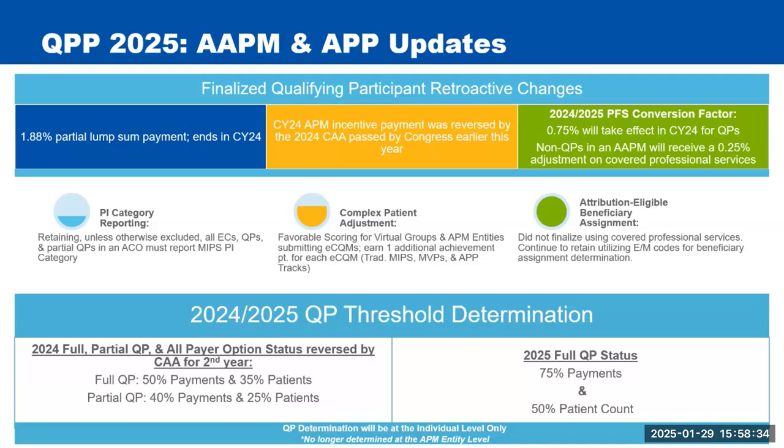However, in 2024, and also now taking effect into 2025, is that PFS conversion factor. For qualifying participants in an APM, and again, this goes back into 2024 as well, CMS is going to take a 0.75% conversion factor and apply that adjustment to all covered professional services. Now, if you're a non-QP in an APM, you would receive a 0.25% adjustment. So it's a little bit more favorable of a conversion factor than if you were not a participant in an advanced alternative payment model.